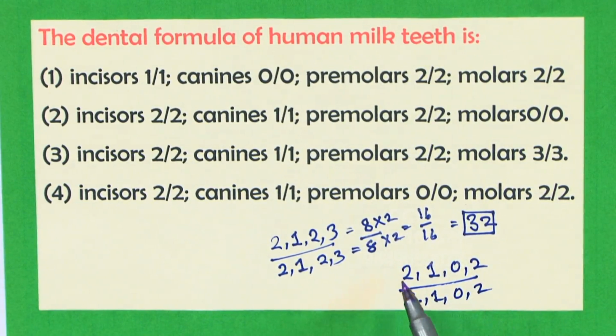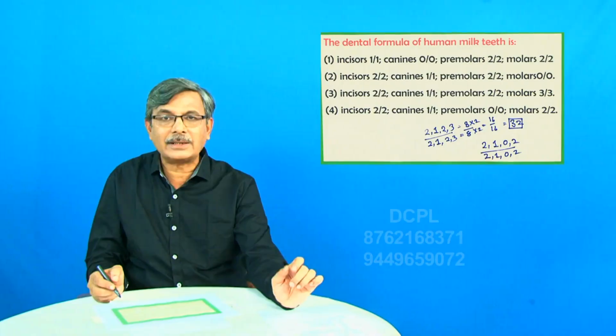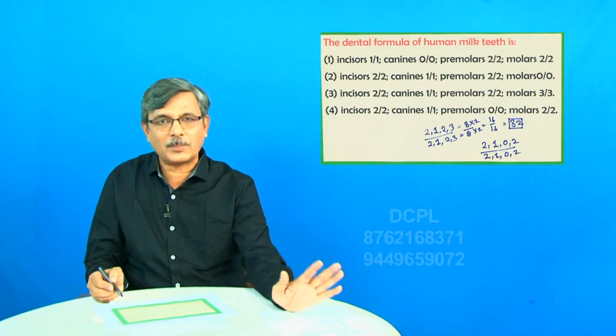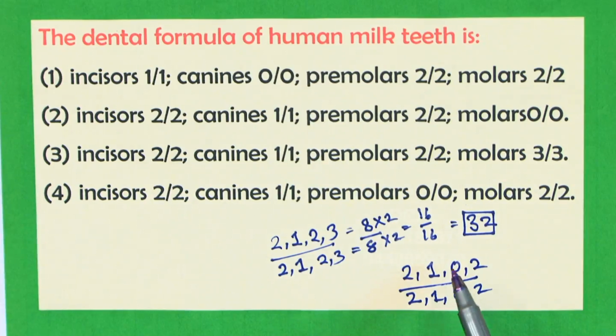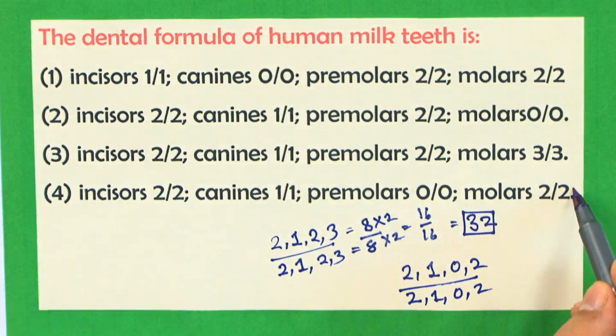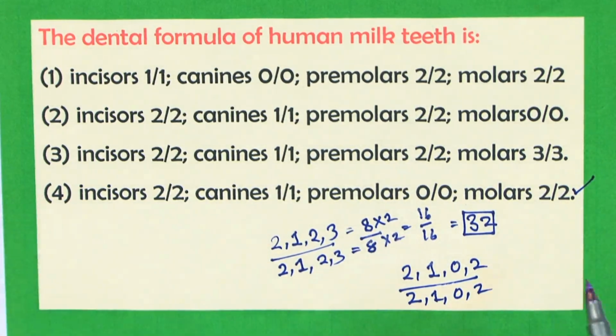That means incisors 2 bar 2, canines 1 bar 1, premolars 0 bar 0, molars 2 bar 2. What teeth in milk dentition is not represented? The answer must be here: the premolars and last molars. And when you come to this, here 2102, it is matching with option 4. And thereby the answer is option 4.